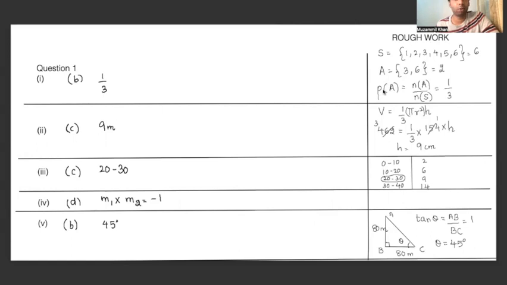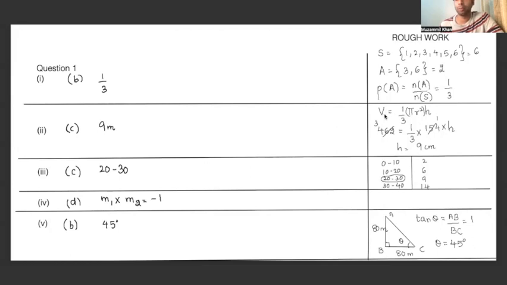And then we found the probability of this event by dividing the number of elements in set A by the number of elements in set S. And that is how we get 1 upon 3 as an answer. And hence it is option B, 1 upon 3. Then question 2, it talks about a conical tent whose volume is 462 meter cube and the area of its base is 154 meters square.